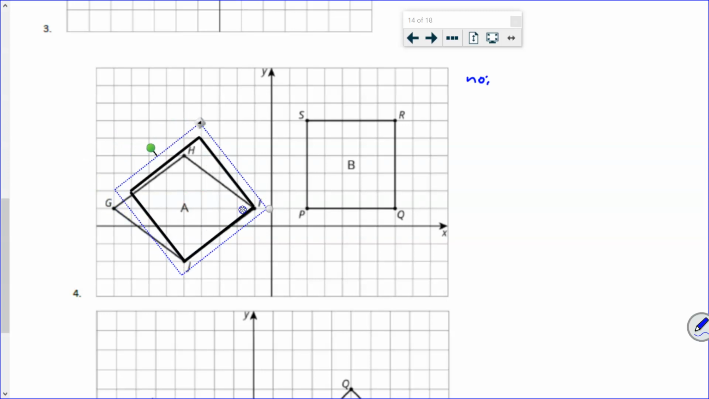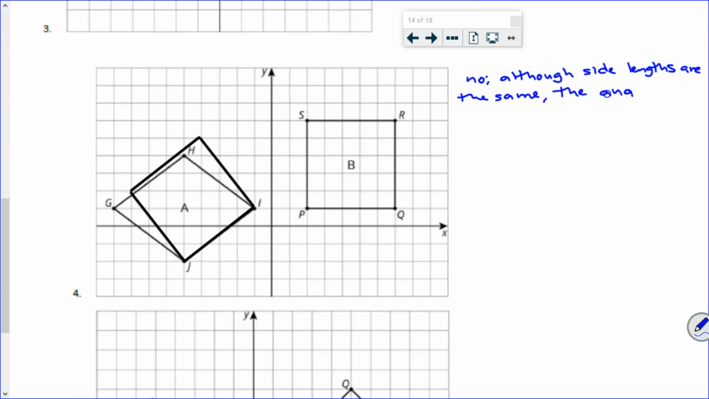So are the side lengths the same? Yes, but what is it that's different? Angles, yeah. So no, although side lengths are the same, I still like pointing out what is the same. The angles are different. And if the angles are changing, then it's not a rigid transformation.